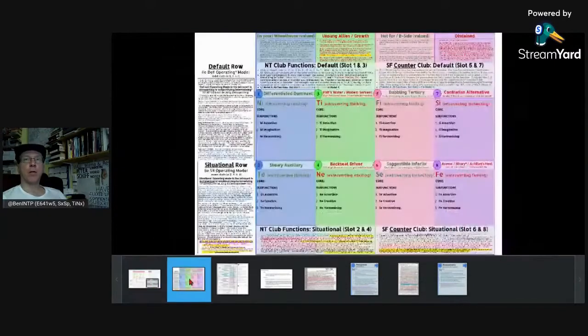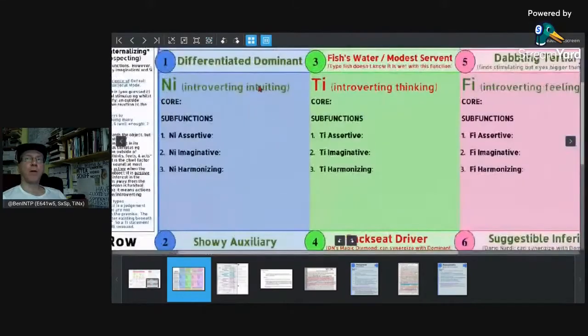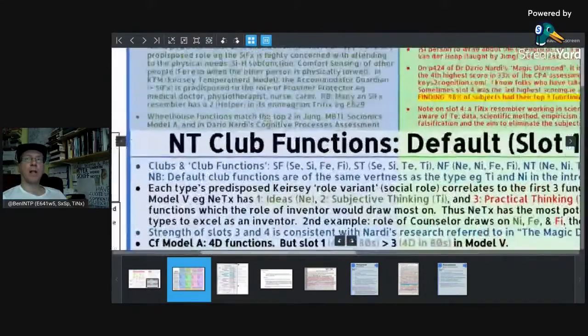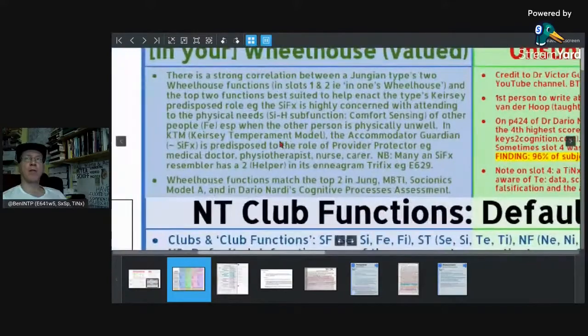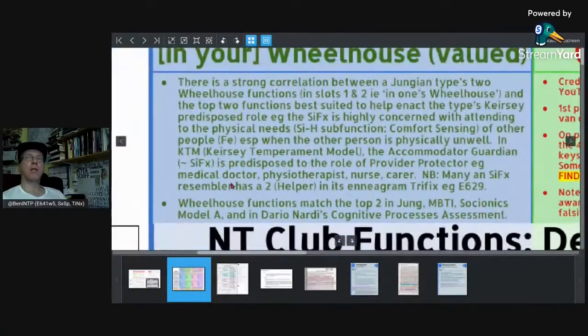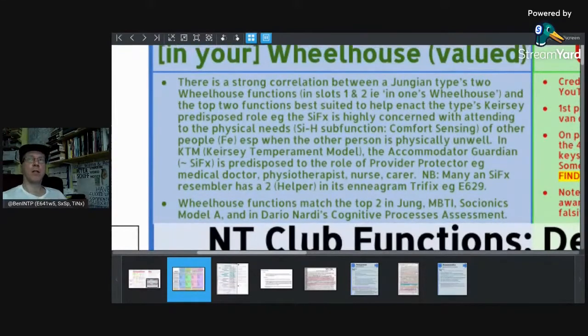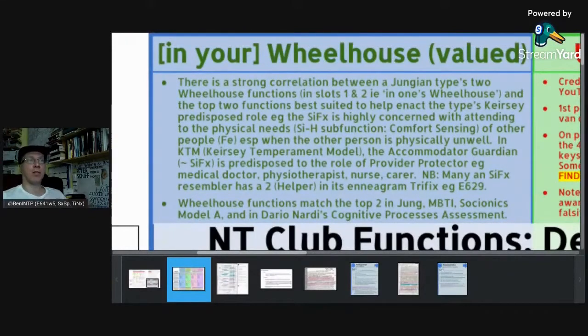So if we go to this, I'm just going to go over this again because it is a wheelhouse function, TE, in the NiTe. And meaning in your wheelhouse, TE is in the wheelhouse of the NiTe, the contender rational. There's a strong correlation between a Jungian type's two wheelhouse functions in slots one and two, i.e. in one's wheelhouse, and the top two functions best suited to help enact the type's Kersey predisposed role, e.g.